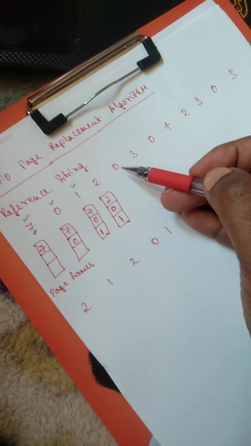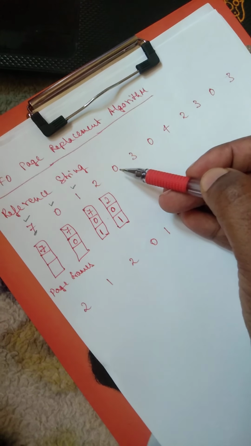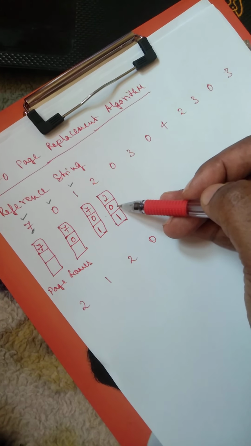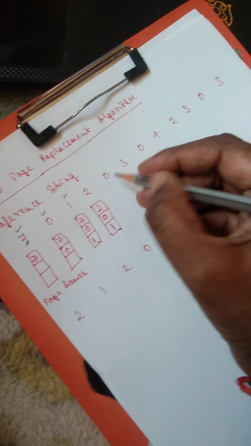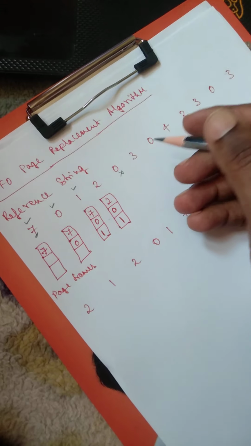And in the next case you have 0. So 0 is already there in the page table, so therefore the page fault does not occur. So you will just signify a tick mark over there.